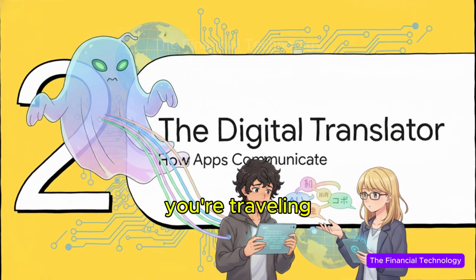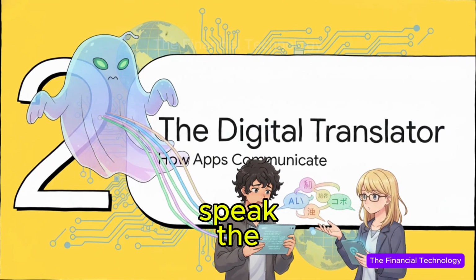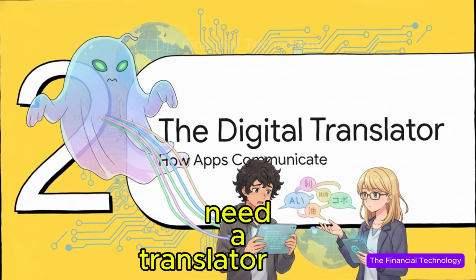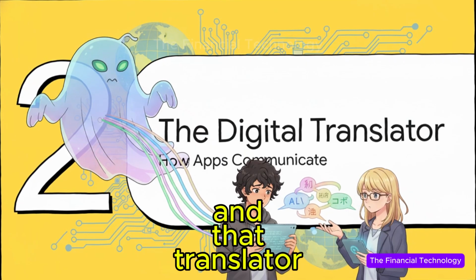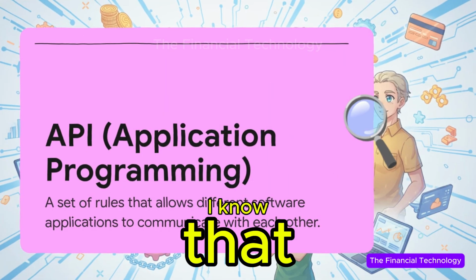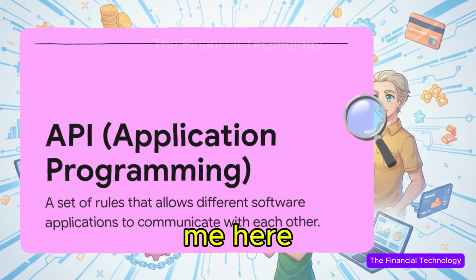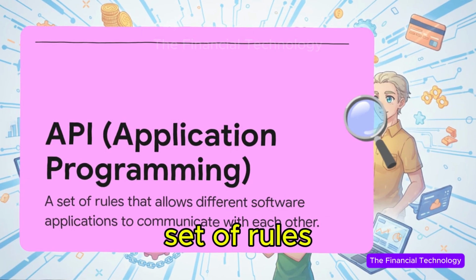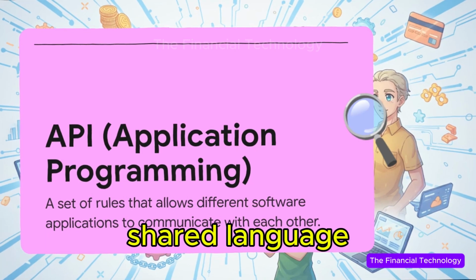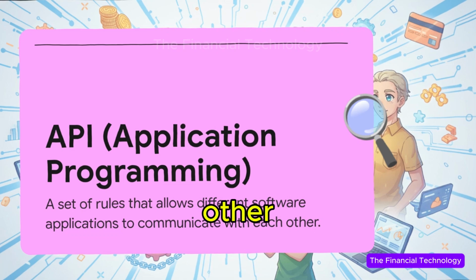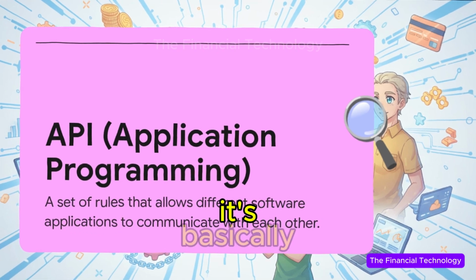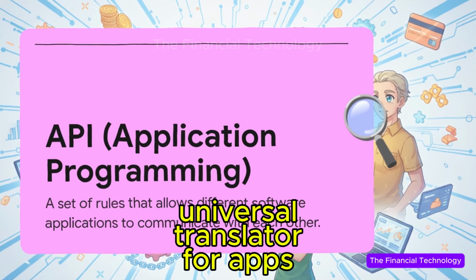Well, imagine you're traveling in a country where you don't speak the language. What do you need? A translator, right? It's the same idea in the digital world, and that translator has a specific name. It's called an API. And yeah, I know that sounds super technical, but stick with me here. An API is really just a set of rules. It's like a shared language that lets two completely different pieces of software talk to each other safely and efficiently. It's basically the universal translator for apps.